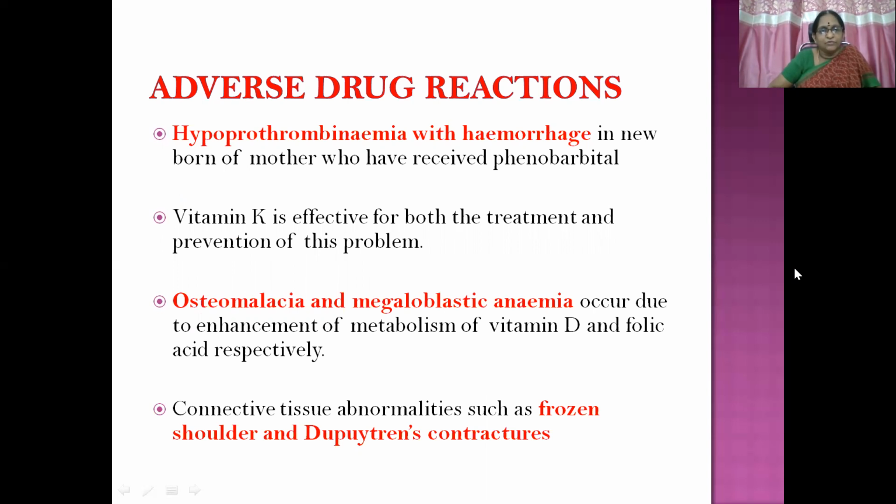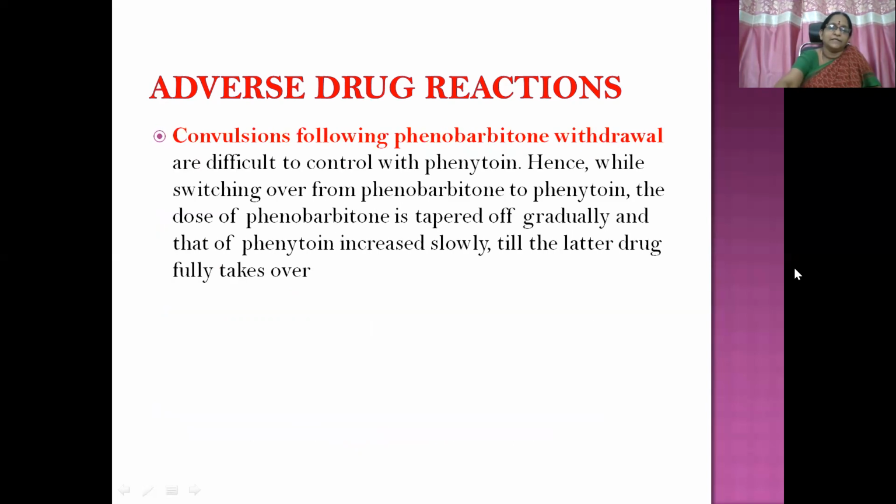Hypoprothrombinemia with hemorrhage in newborns of mothers who have received phenobarbital. So vitamin K we can supplement, and osteomalacia and megaloblastic anemia, because of which we can go for vitamin D and folic acid administration. And you will also be seeing frozen shoulder and Dupuytren's contracture with this phenobarbital. Another extra added side effects.